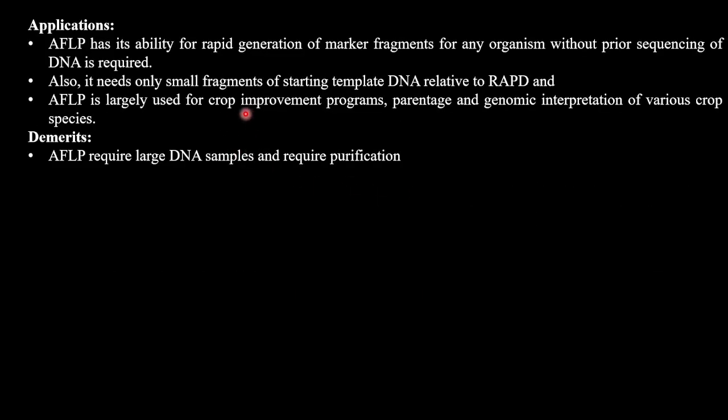Now, what are the applications? AFLP has the ability for rapid generation of marker fragments for any organism without prior sequencing. Means sequencing is not required in both cases, RAPD and AFLP. Also, a smaller DNA fragment size is required in the case of AFLP. It is largely used for crop improvement programs, parentage analysis, and genomic interpretation of various crop species. Demerits: it requires larger DNA samples and requires purification.